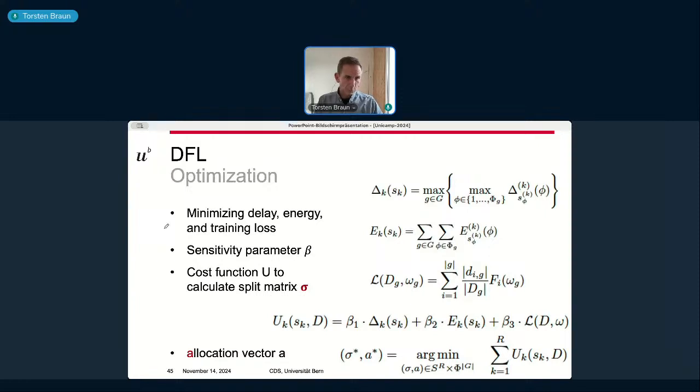Again, we had to do some optimization, with similar parameters as before. Now we wanted to minimize delay and energy as before, but also training loss. You have the formulas here for calculating the delay, the energy, and the loss. Now we have three weight parameters, beta 1, beta 2, beta 3, depending on whether we focus on optimization of the delay, the energy, or the training loss. Then we have to come up again with optimal split points so that we achieve our optimization goal in a very good way.